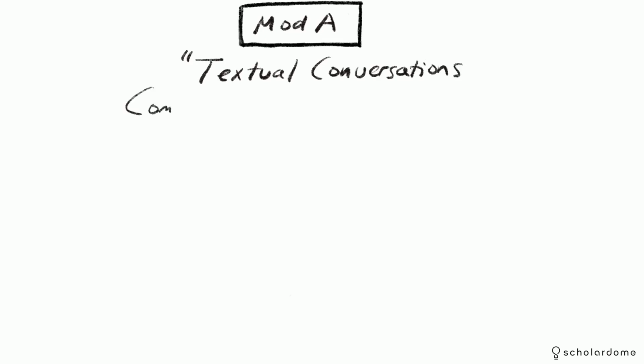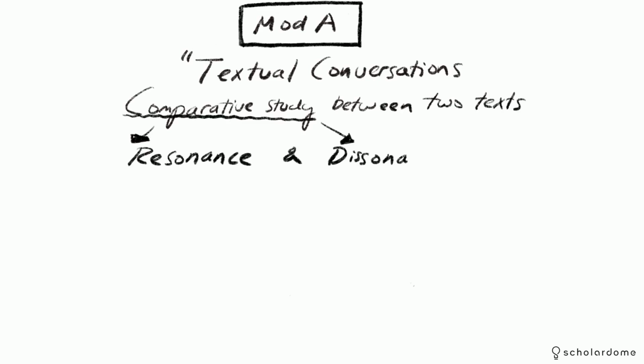First, Module A is a module called Textual Conversations, and this is essentially what we call a comparative study, where we explore 2 texts by looking at their resonance and dissonance, which are just fancy words for similarities and differences.